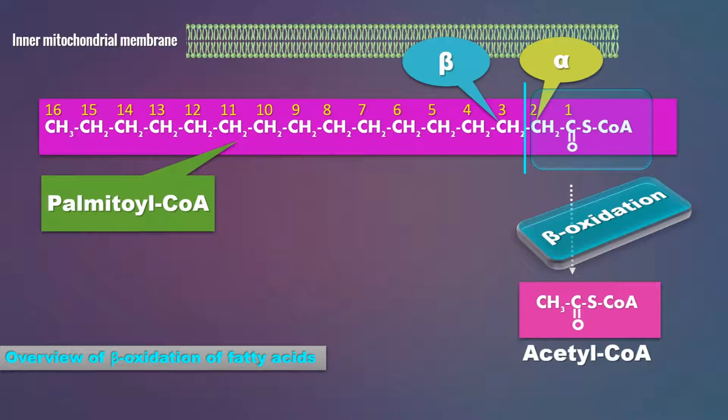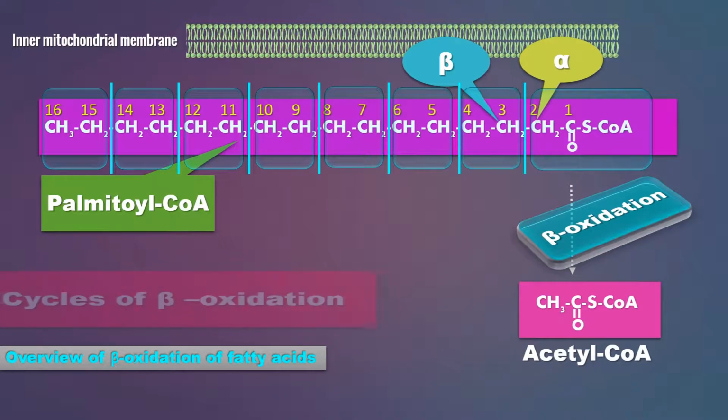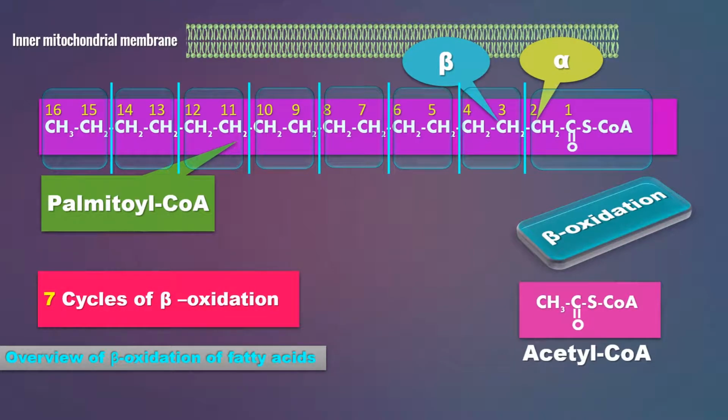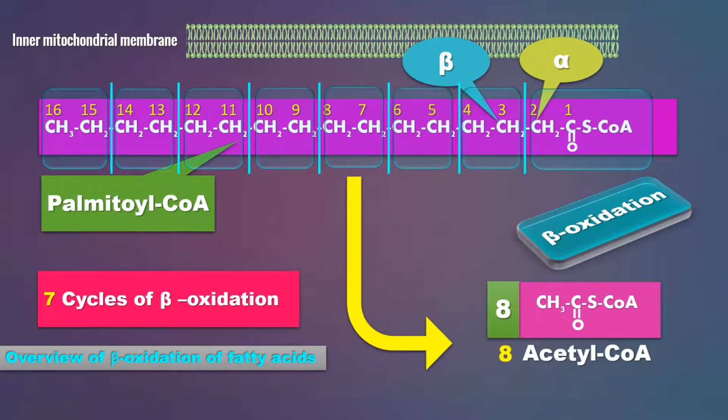Like this, in a cyclical manner, every 2 carbon atoms of the fatty acid are going to be cleaved, with successive release of these 2 carbon atoms as acetyl-CoA. So in palmitic acid or palmitoyl-CoA, there will be 7 cycles of beta oxidation and liberation of 8 acetyl-CoA.